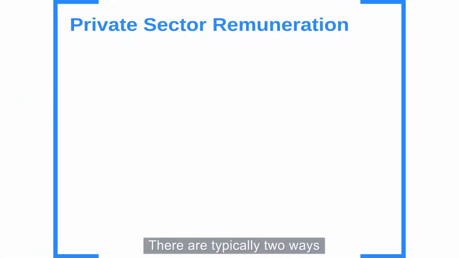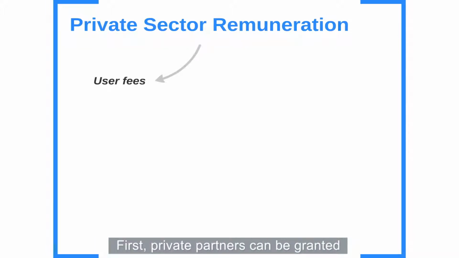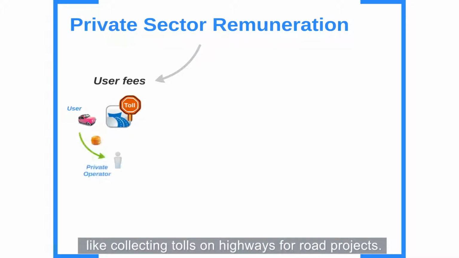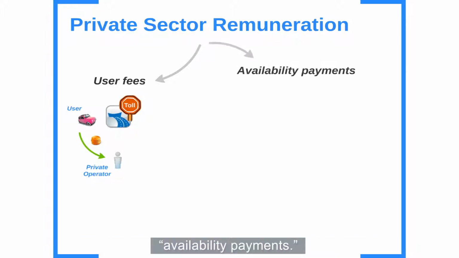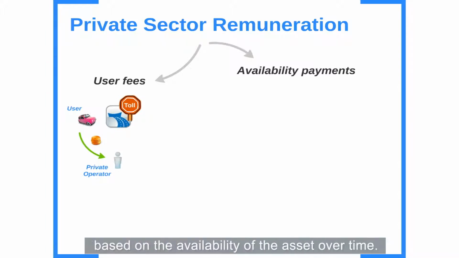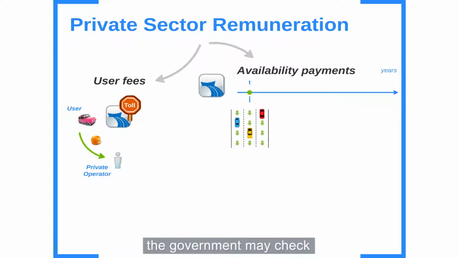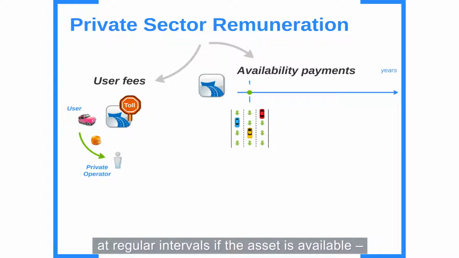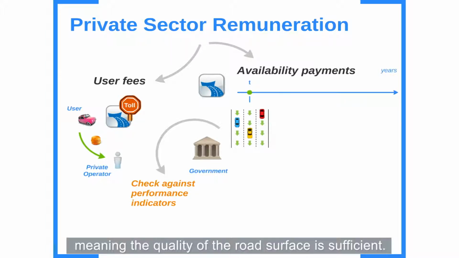There are typically 2 ways that private investors in PPP projects can generate a return on their investment. First, private partners can be granted rights to collect fees from users, like collecting tolls on a highway for road projects. Second, the government can reimburse the private partner through what are called availability payments. In the case of availability payments, the private operator is paid based on the availability of the asset over time. In the example of a highway project, the government may check at regular intervals if the asset is available, meaning if the road can be used, and if the asset meets the quality standard defined in the contract, meaning the quality of the road surface is sufficient.